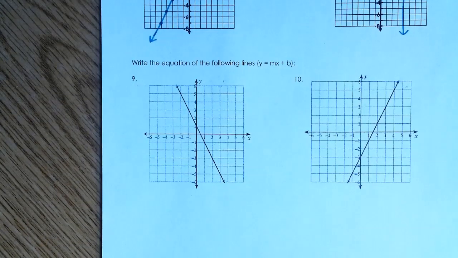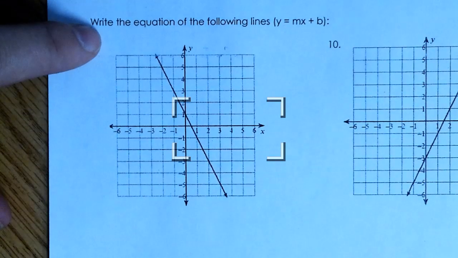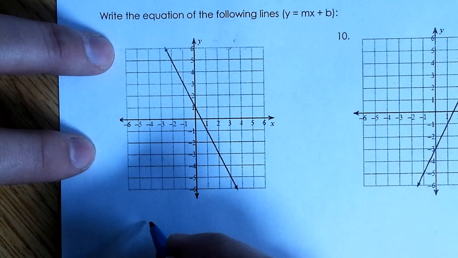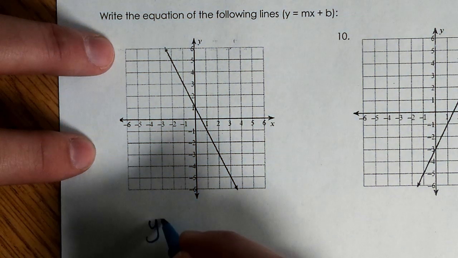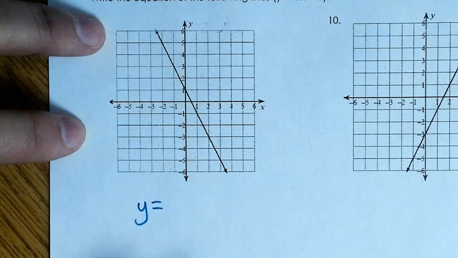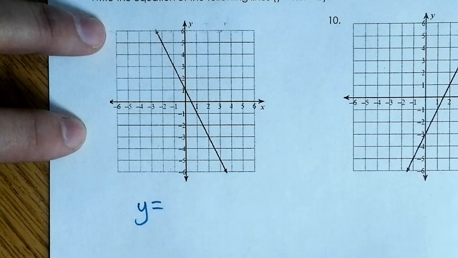All right, for number 9 and number 10, we're going to create an equation. We're going to write an equation. So we have to know a few things. We need to know, well, it's always going to be, usually y equals. Where do we start at? Where do you see our graph starts at on the y? 1.